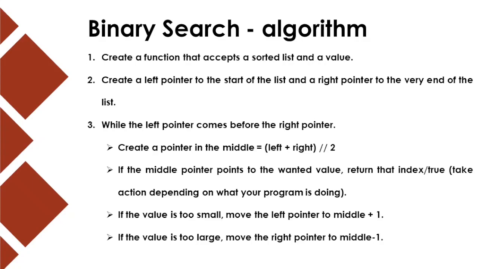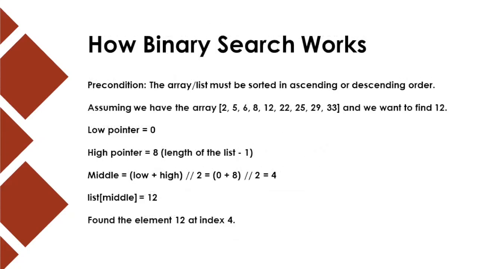Let us look at this using an example. Remember, the precondition is that the array or the list must be sorted in ascending or descending order for the binary search algorithm to work. Assuming we have this array over here, 2, 5, 6, 8, 12, 22, all the way to 33, and we want to find a value like 12. How do we go about it?